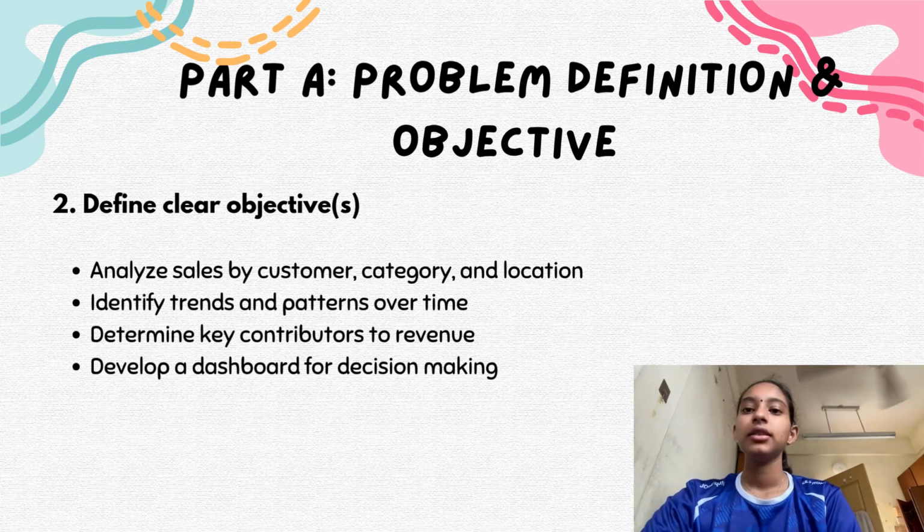strategies. The objective of this project is to analyze sales based on customer, product category, and location to support better decision making. It also aims to identify sales trends over time and determine which factors contribute most to revenue. All insights are presented in a dashboard to make the data easy to use and understand.